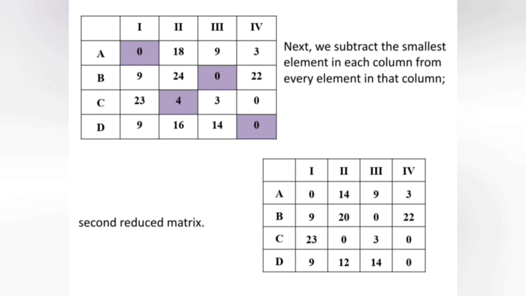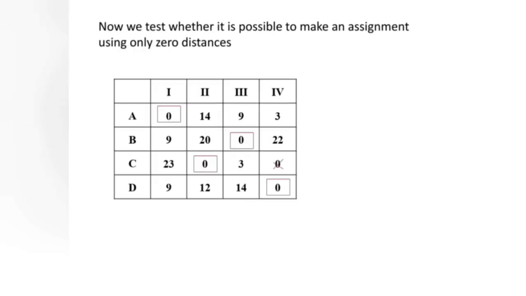Then we can assign the jobs. First, check the zeros in the first row. There is a 0 in the first cell of the first row, a 0 in the third cell of the second row, a 0 in the second cell of the third row, and in the fourth row, the fourth cell has a 0 element. I am going to allocate the 0 in the first row, first cell, and there is no other 0 in the first column.